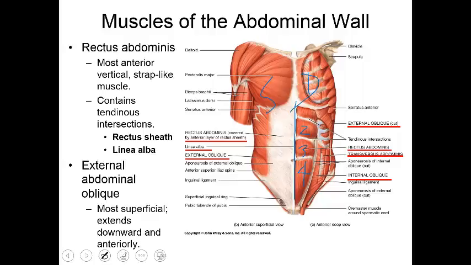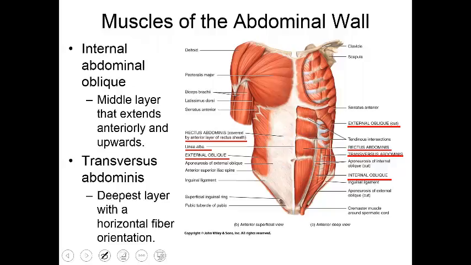Now, on the superficial side, you will see this white stuff that is covering the rectus abdominis muscles. So that is called the rectus sheath. The rectus sheath is fascia and connective tissue that is superficially covering the rectus abdominis muscles. And what you see over here is the external obliques, followed by the internal obliques. And then you have the transverse abdominis muscle right there.